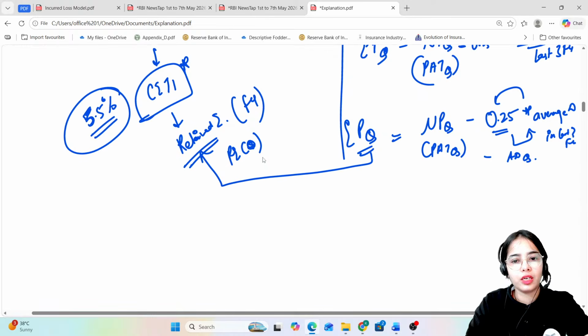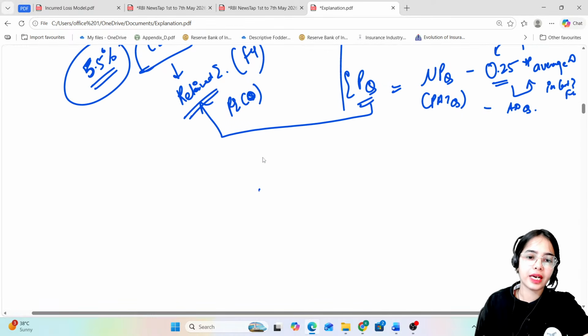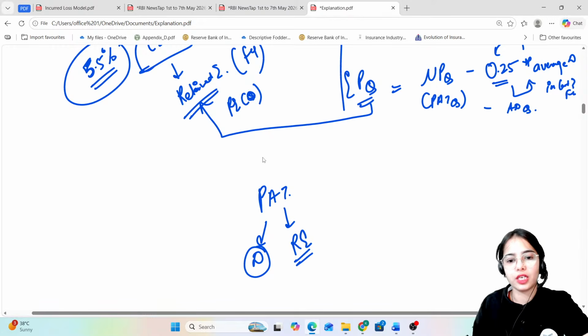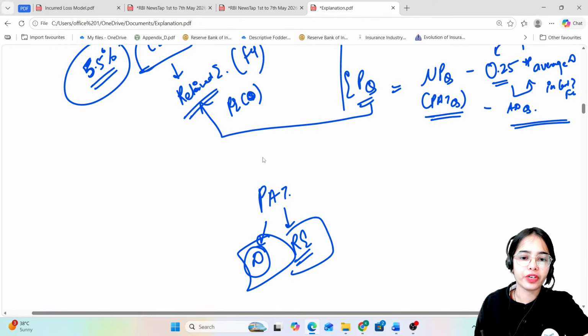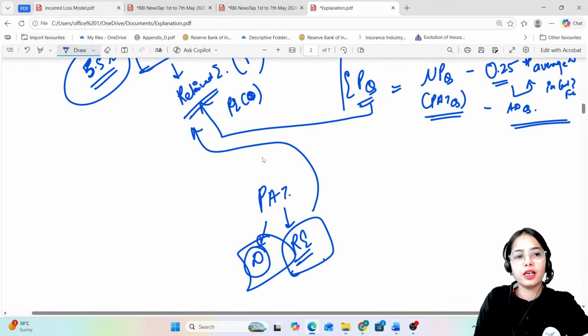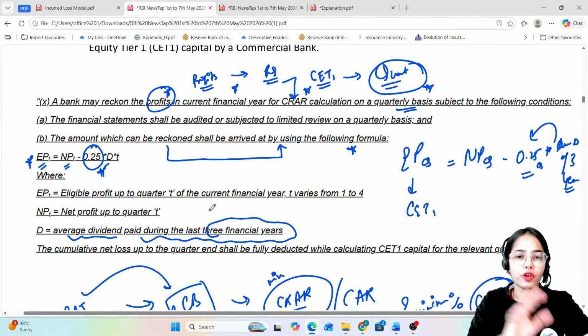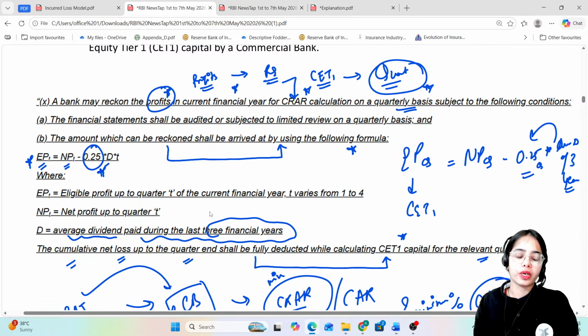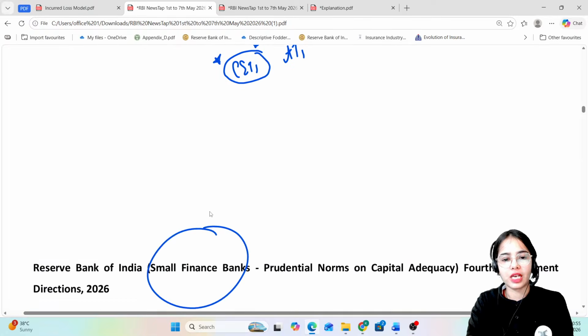So this is the whole idea: from the profit after tax, the dividend is paid, and whatever is left is the retained earnings. Dividend has been deducted from the profit after tax, and whatever is left will go as the retained earnings for the quarter. The cumulative net loss up to the quarter end shall be fully deducted while calculating common equity tier 1 capital for the relevant quarter. So cumulative net loss has to be deducted from the common equity tier 1 capital. That is the basic idea.